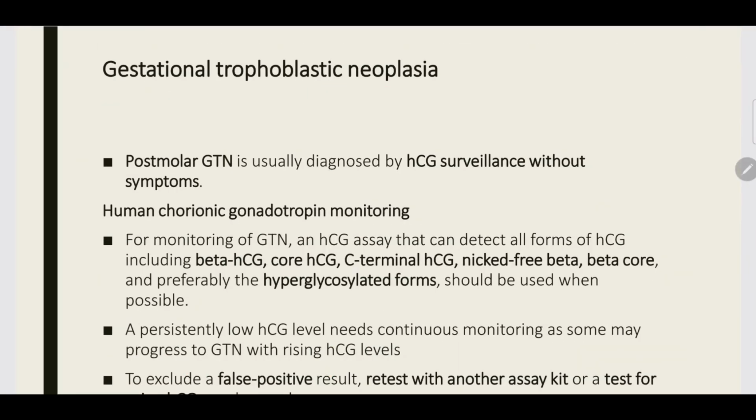Gestational trophoblastic neoplasia. Post-molar GTN is usually diagnosed by hCG surveillance without symptoms. So hCG monitoring, human chorionic gonadotropin monitoring. For monitoring of GTN, an hCG assay that can detect all forms of hCG should be used, including hCG, beta hCG, core hCG, C-terminal hCG, nicked free beta, beta core, and preferably the hyperglycosylated forms, when possible. A persistently low hCG level needs continuous monitoring, as some may progress to GTN with rising hCG levels. To exclude a false positive result, retest with another assay kit, or a test for urine hCG may be used.